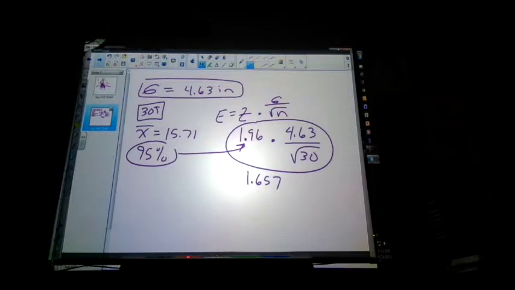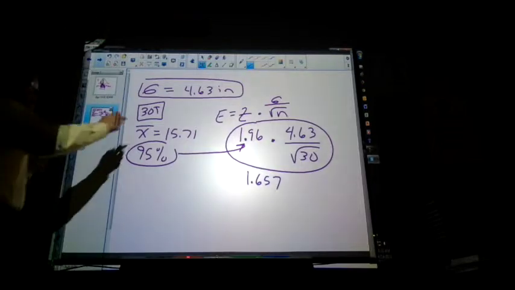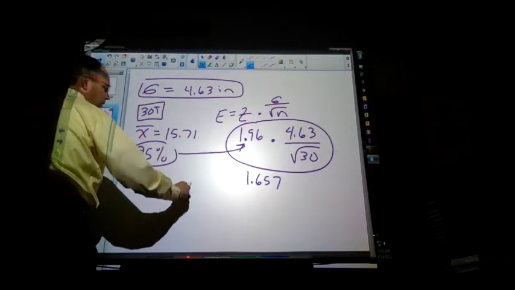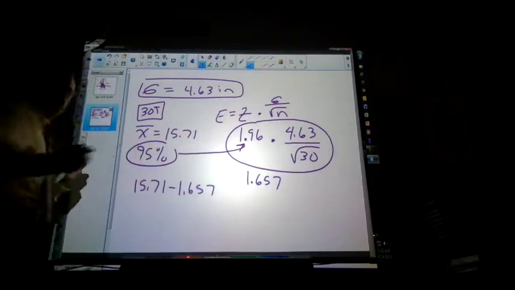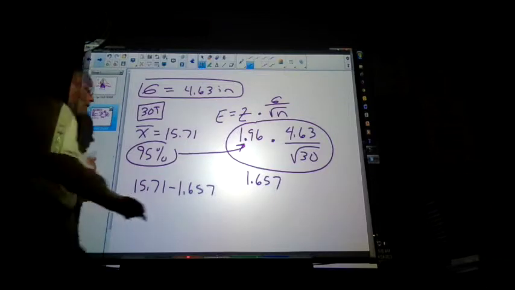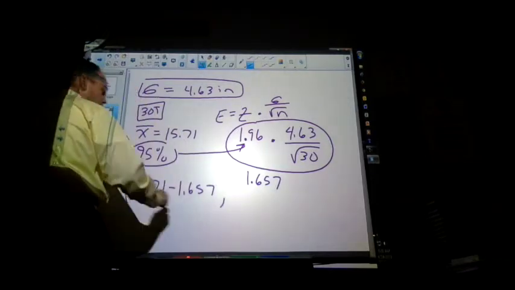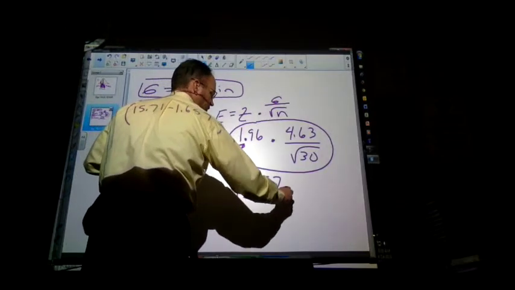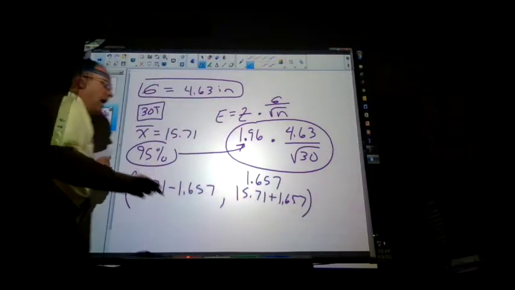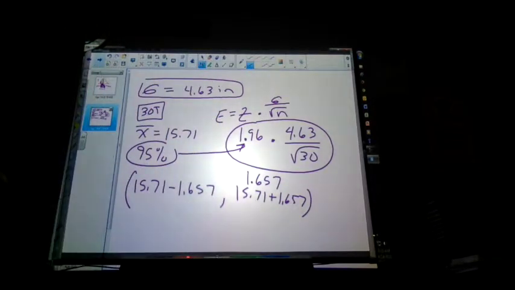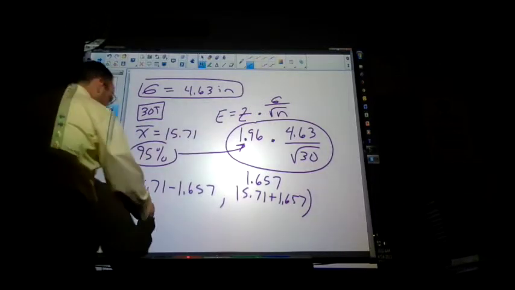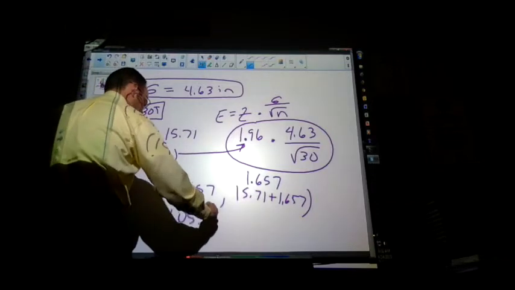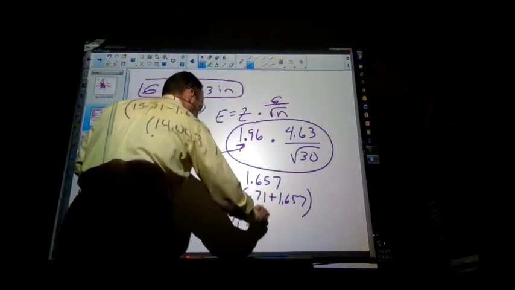So from there, we are going to do this. I'm going to do 15.71 minus 1.657. That's going to be the lower limit of our confidence interval. And then I'm also going to do 15.71 plus 1.657. That'll give us our range with 95% confidence. So in this case, we're going to come out with 14.053 and 17.37.